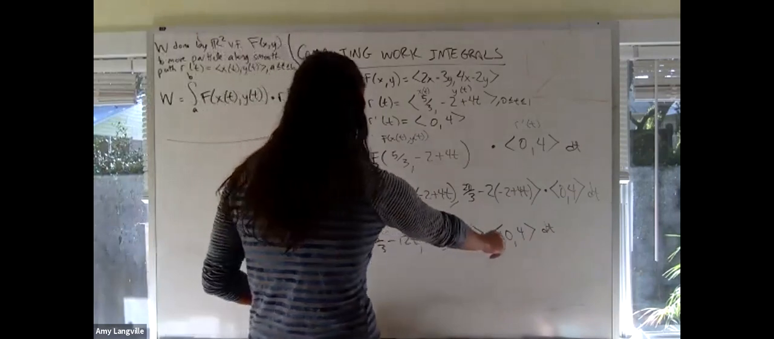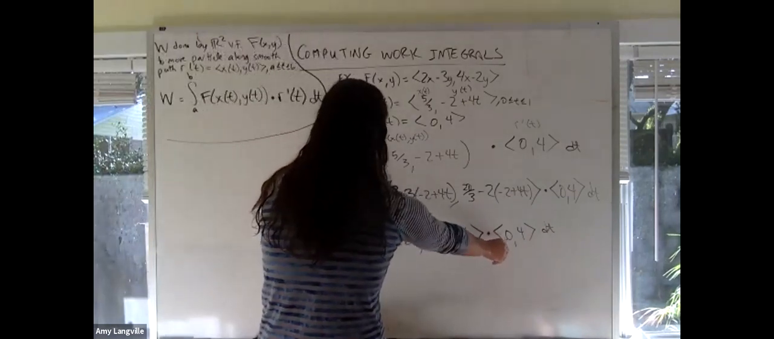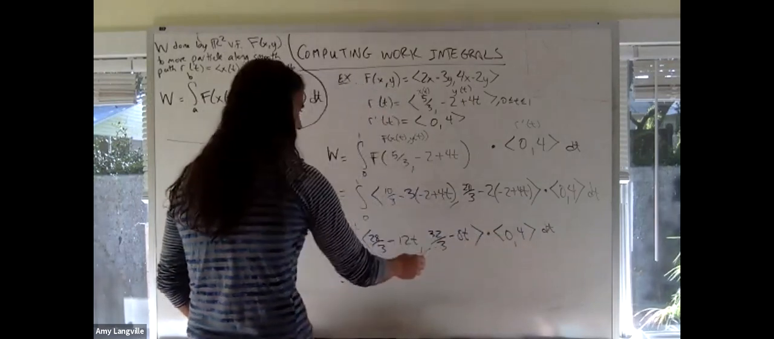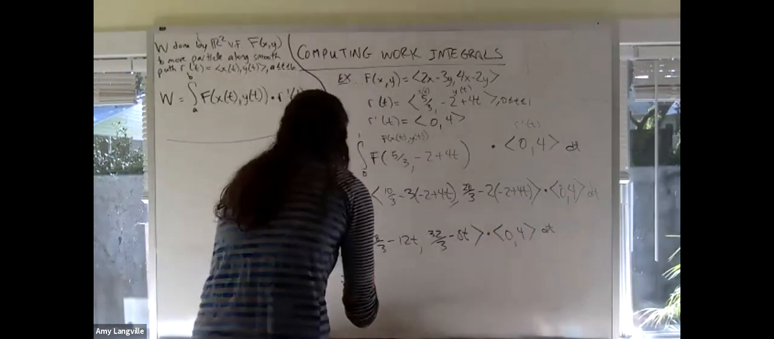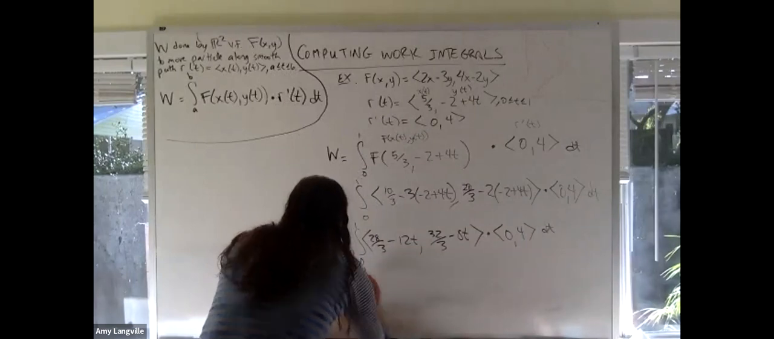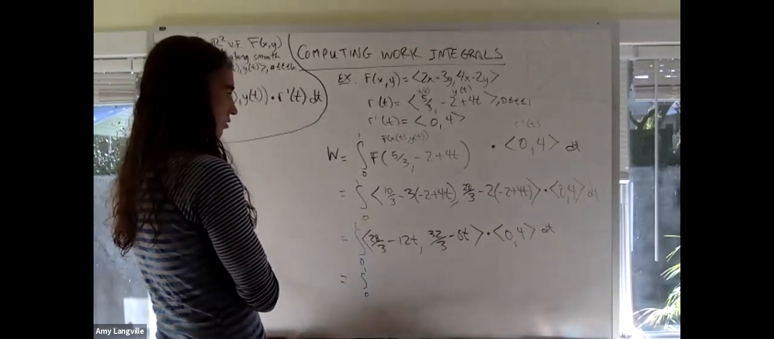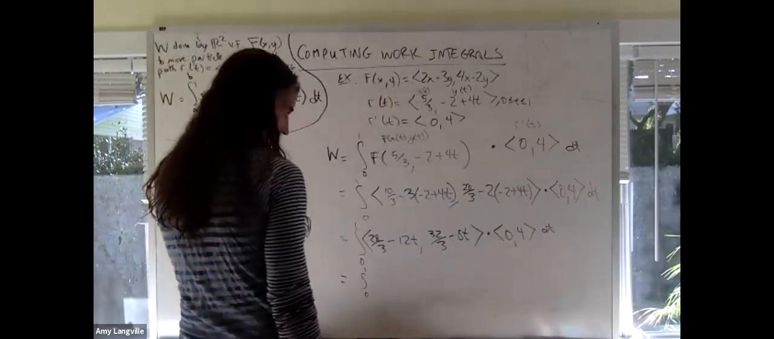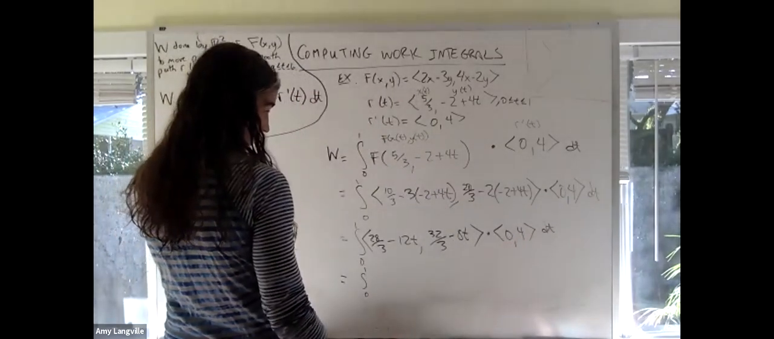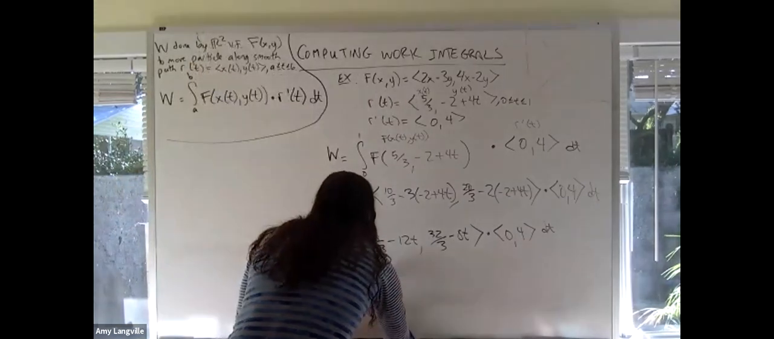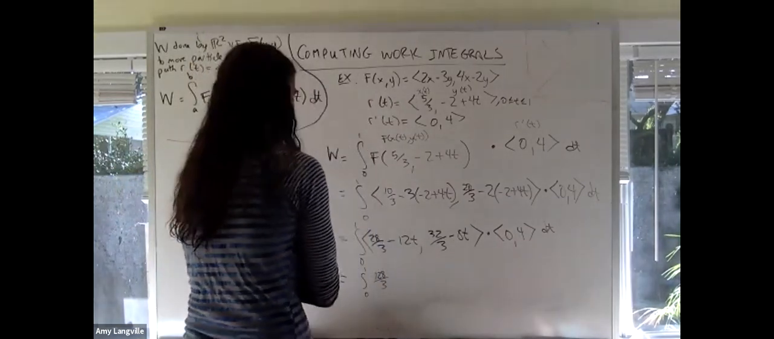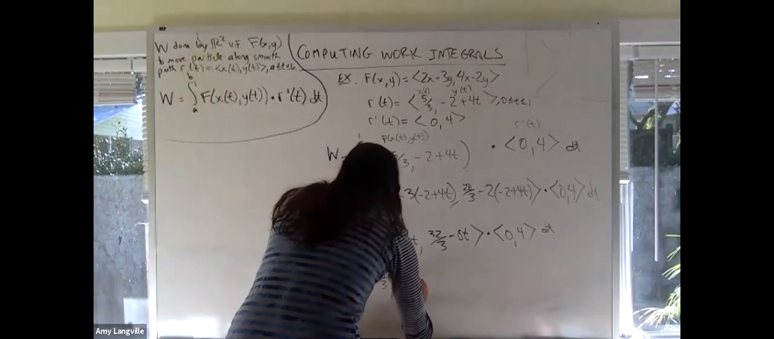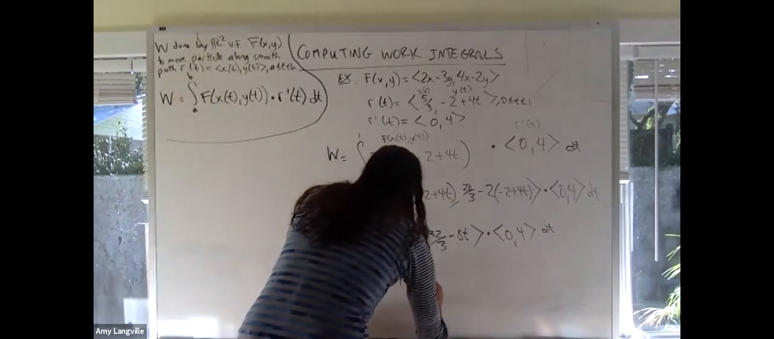Okay, so now we're ready to do the dot product. The first one, 0 is nice, so that term goes away. The second one, we just need 4 times the 32/3. Still haven't even done the integration yet, so from 0 to 1, I'm carrying that along. Let's see, what is that? 128/3 minus 12t, dt.